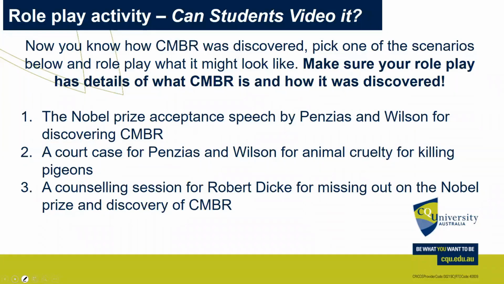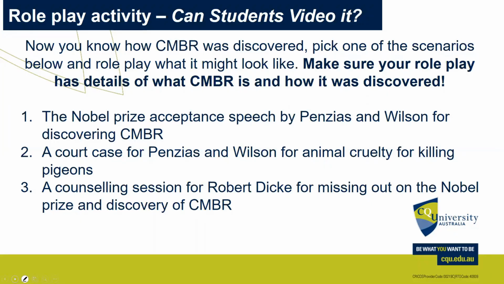So some of the things we can include here: role play activities. We've got to give the students an entry point. Now, we don't necessarily need them to master the entire science behind it, but there are things about it that they can still feel involved with, using scientific skills, human endeavour, and social science. We know how CMBR was discovered, and we can pick up one of the scenarios listed here and give the students a role play where they look at what CMBR is and how it was discovered.